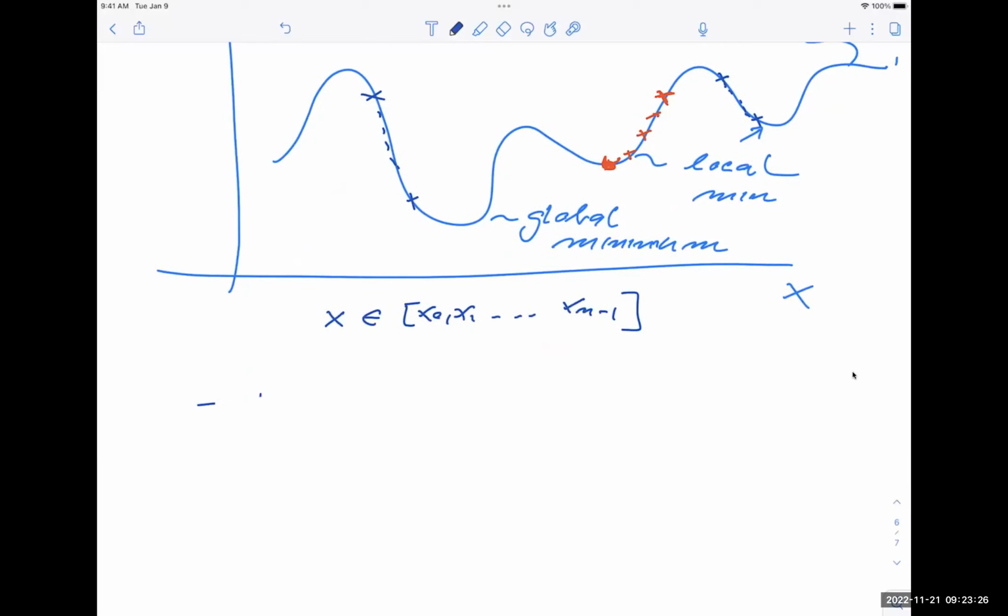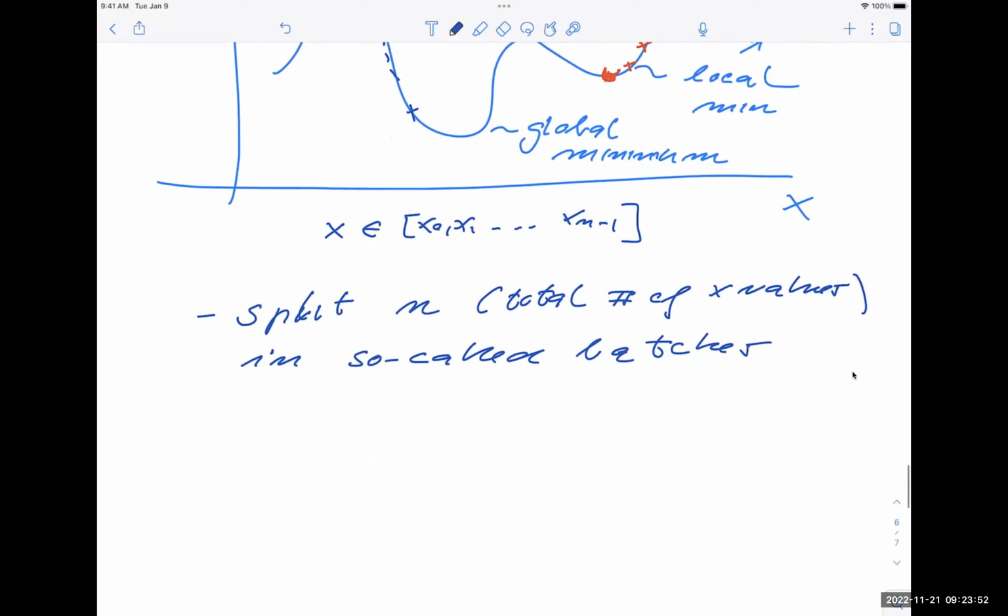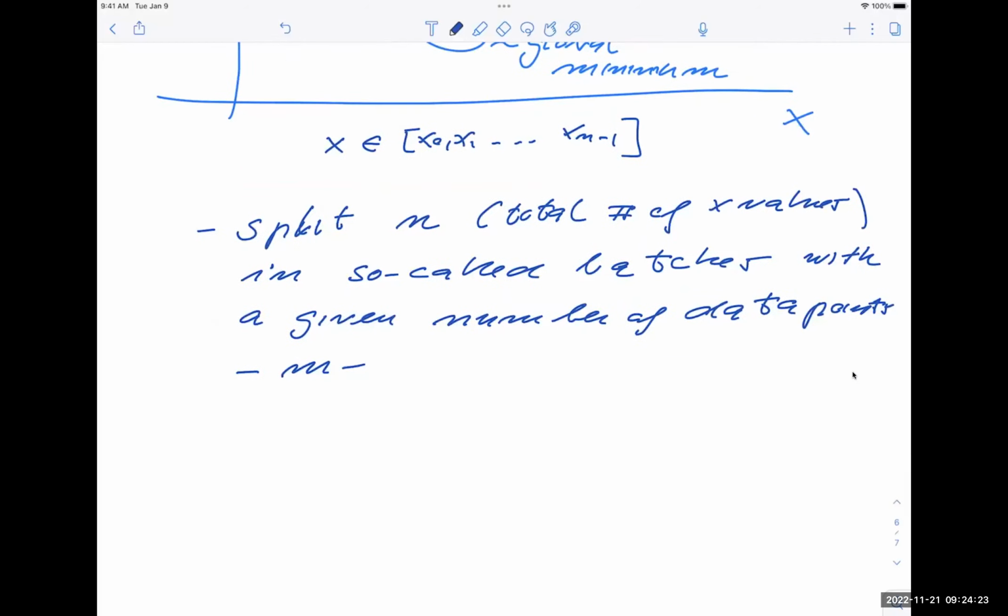So what is common now is to split this data set, the total number n of x values, into so-called batches. We could split this into batches with a given number of data points. This number of data points could be a little m, let's call this little m here. And then we would have a total of m batches.